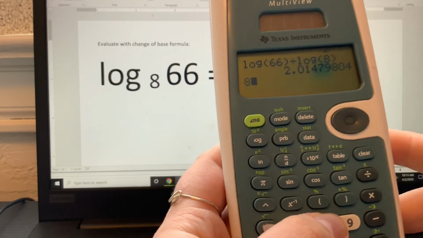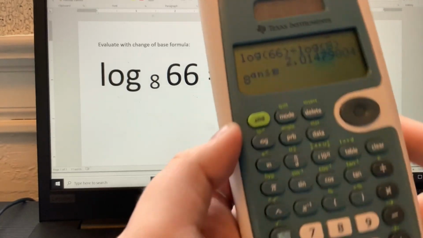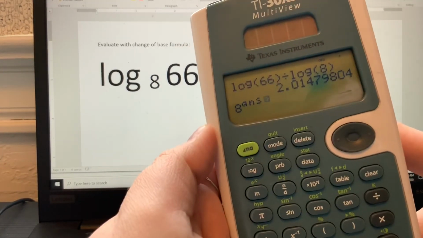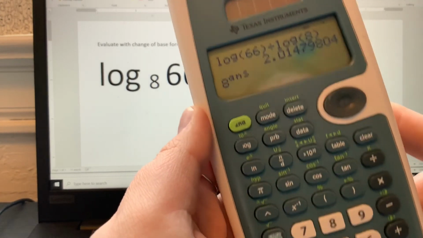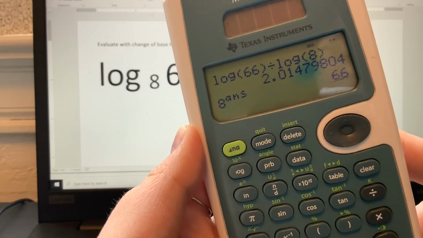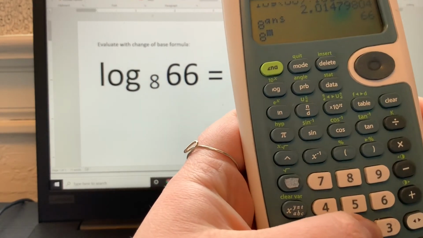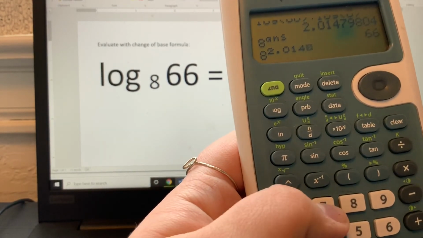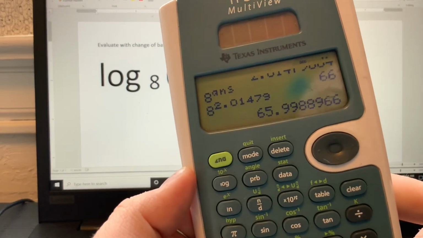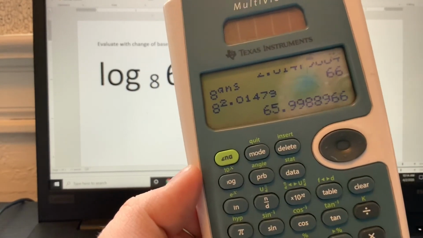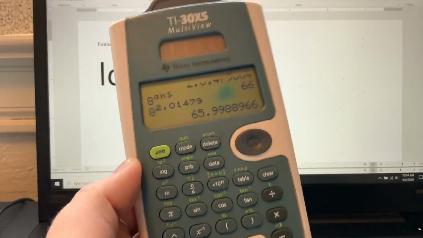And basically what that's saying is that 8 raised to this power should give me 66. So if I do 8 raised to the power of my answer, 2.0147 and so on, I should get 66, and I do get 66, all right? And even if I said 8 raised to the power of, I'll just cut it off at 2.01479, I get 65.9999, which is going to round up to 66. All right, make sure you know how to do that. Don't forget your close parentheses.